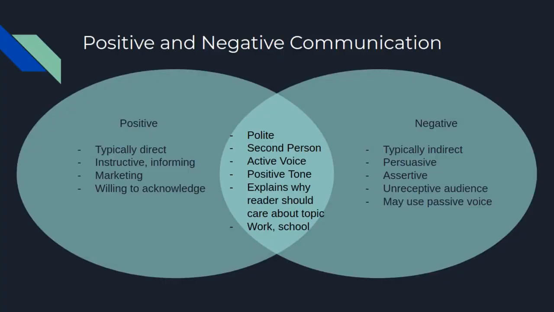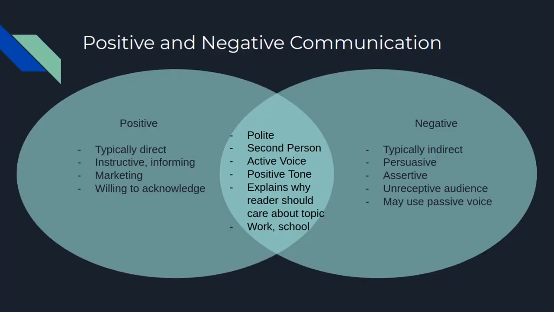Being polite can be both positive and negative communication because it can be seen as passive aggressive if the person on the other end sees it so. The second person can also be positive and negative communication because using the "you" tone can be aggressive in a way, so it can also be seen as negative communication. Active voice can also be seen as both positive and negative communication. And positive tone can also be seen as both positive and negative communication because you may come off as condescending on the other end.